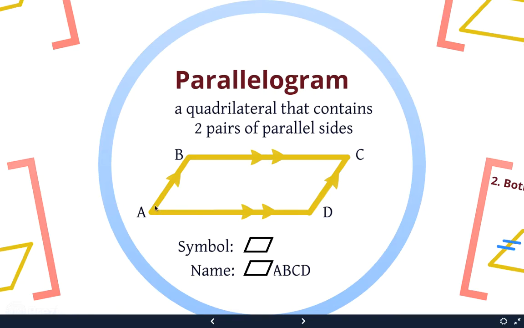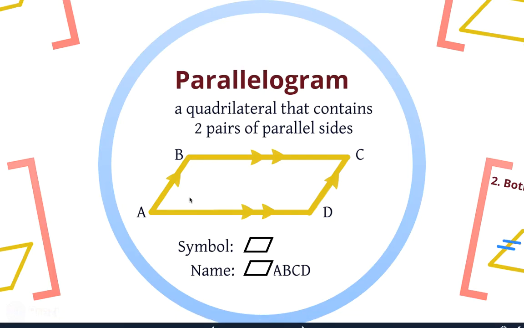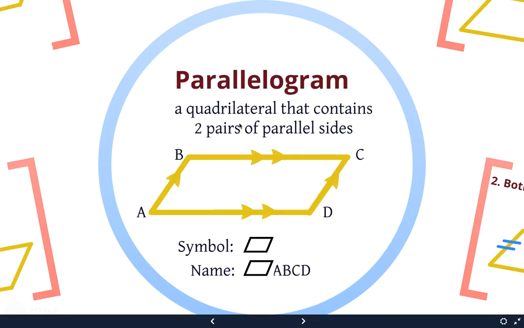So this is parallelogram ABCD. And you have to work your way around the figure. You can't jump around, like you can't say A, C, D, B. So you have to work your way around the figure. It does not matter which vertex point you start at as long as you work your way around the figure.